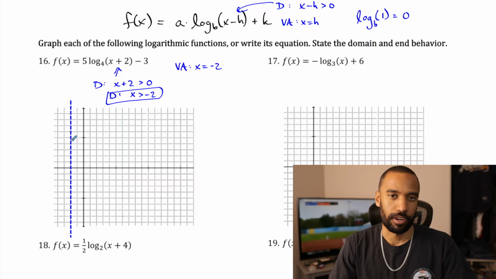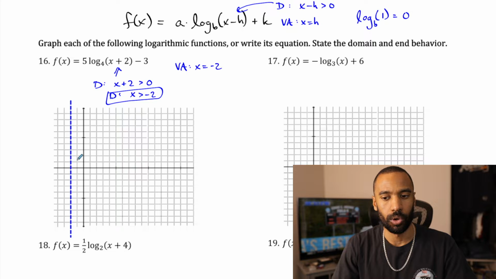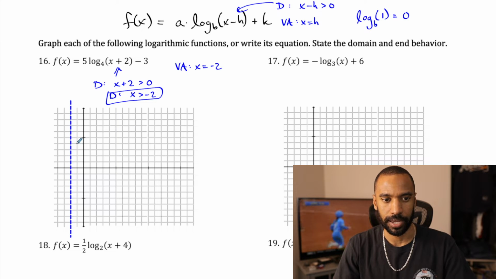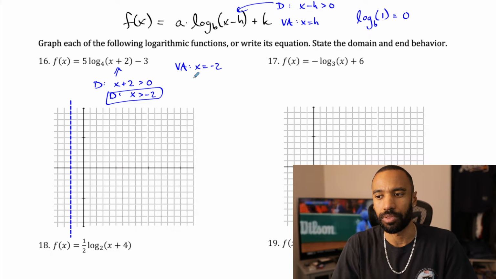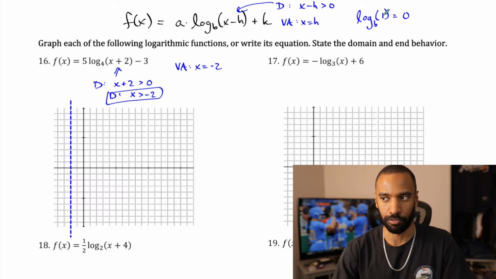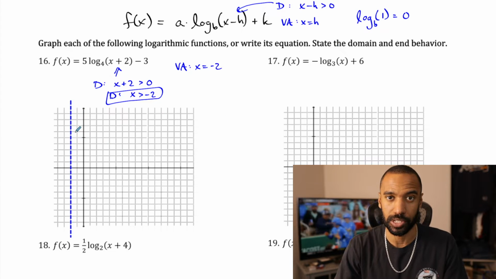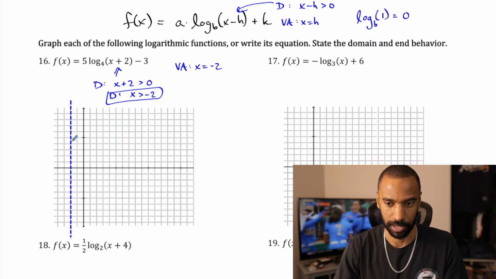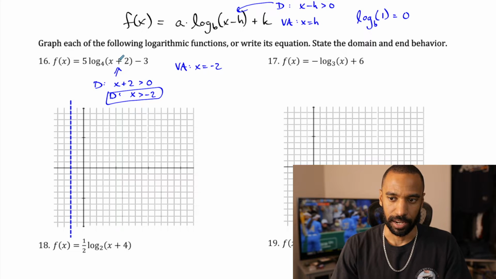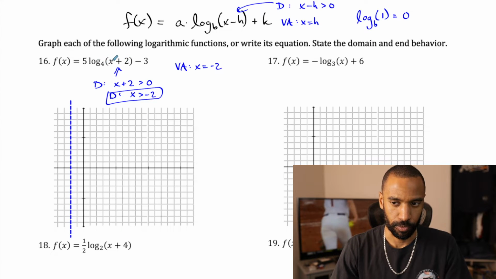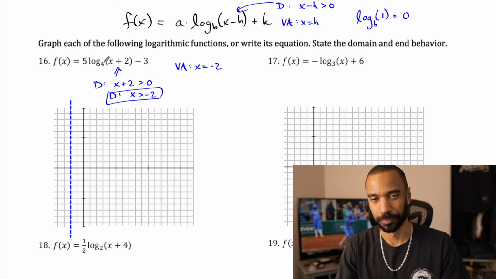The first point I'm going to find on my graph is always going to be a consistent 1 unit away from the vertical asymptote because it's the x value that we get to plug in so that we're taking the log of 1. See, when I plug negative 1 in for x, I'm generally going to say 1 to the right, 1 to the left, whatever. When I plug in negative 1 for x in this equation, negative 1 plus 2 is 1. Log base 4 of 1 is 0, right? 5 times 0 is 0.